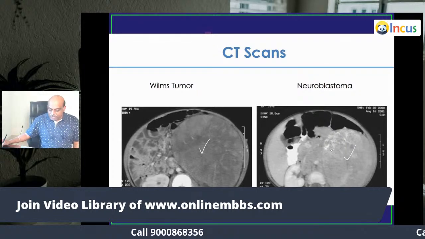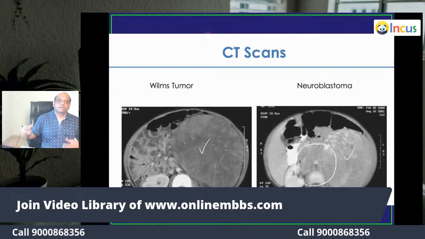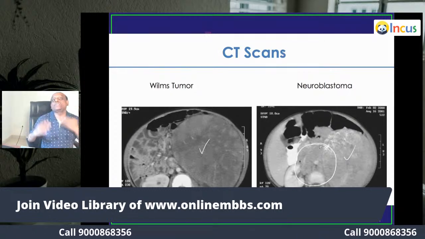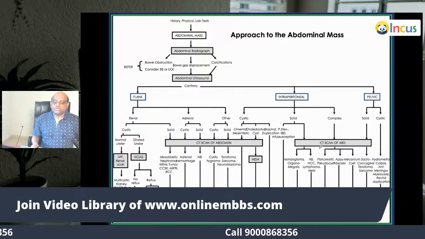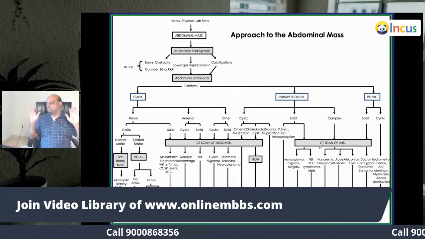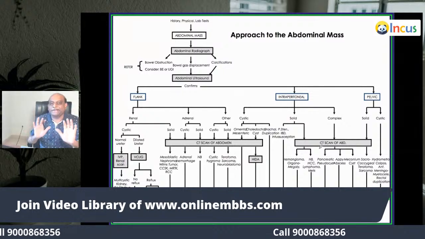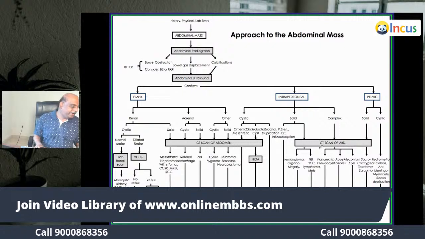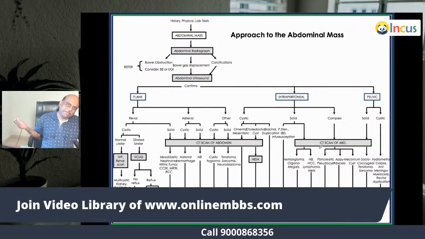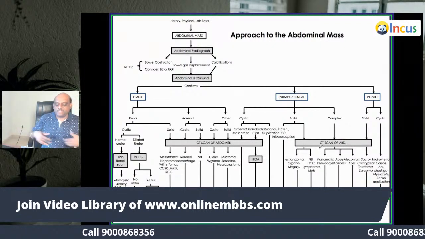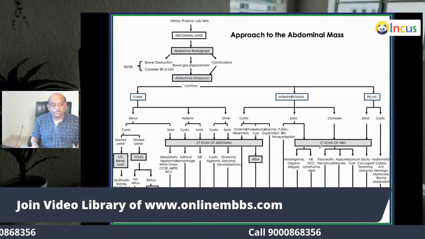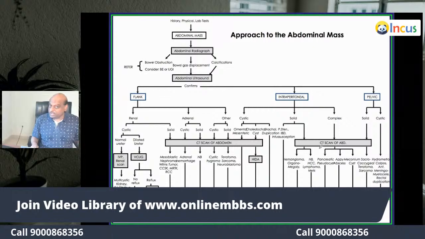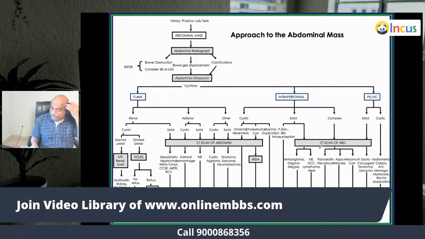Typically, neuroblastoma will be forming a cuff around the aorta, radiologically, right? So how do you approach an abdominal mass? There's a big story. I leave this PowerPoint in the online mbbs.com video library. If you have time and energy, just go through the algorithm. Tomorrow when you become a pediatrician or radiologist, you have to run this algorithm.